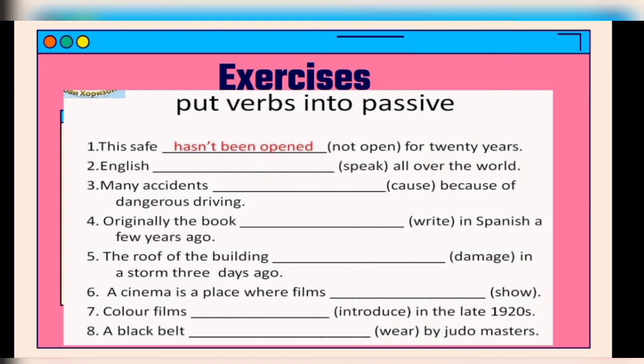And number 4, originally the book blah blah blah write in Spanish a few years ago. So a few years ago, we should put past simple plus past participle. So originally the book was written in Spanish a few years ago.